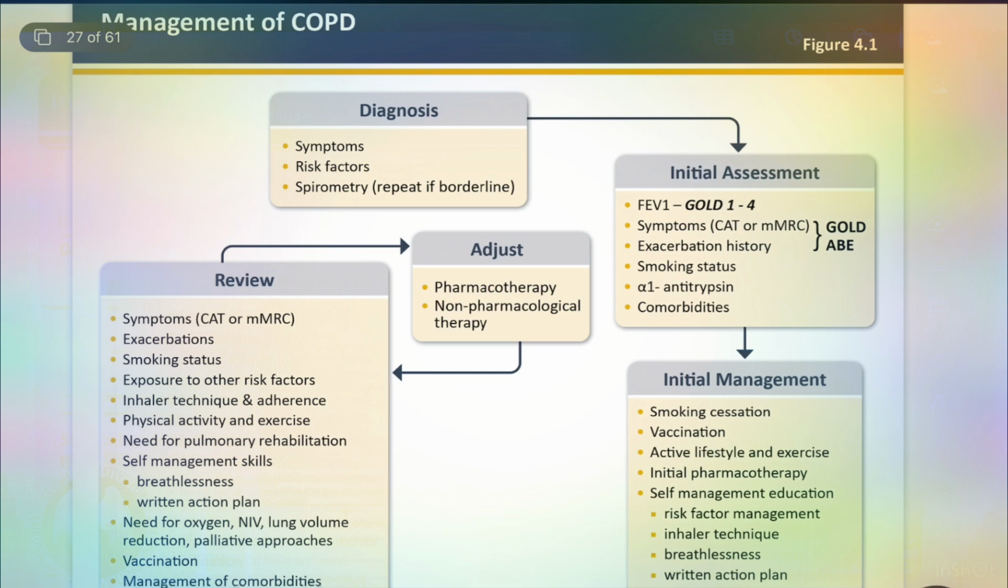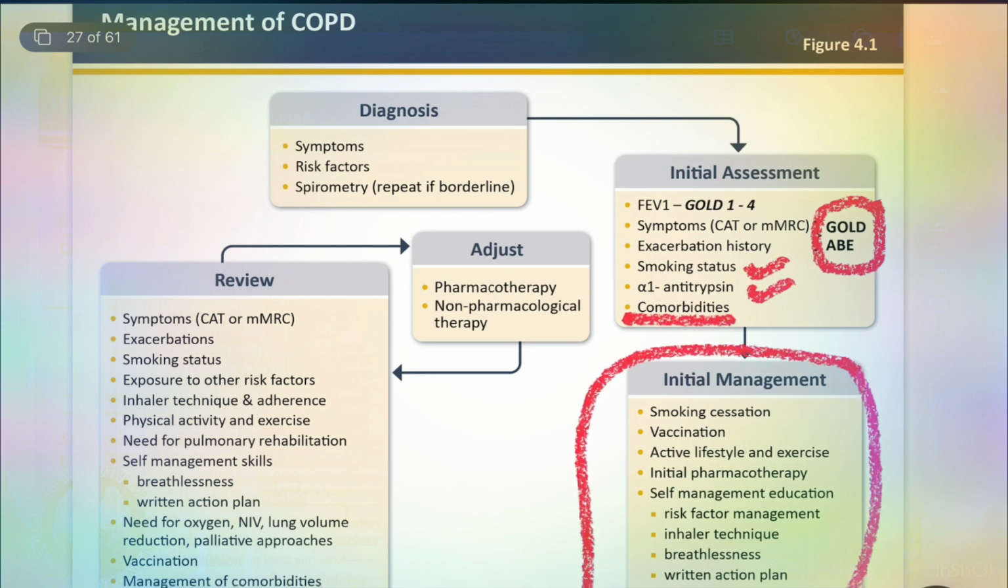Then we should assess the symptoms, checking CAT scoring and mMRC grading, and exacerbation history. According to that, we should classify whether it is GOLD A, B, or E. Then check the smoking status, alpha-1 antitrypsin level, and comorbidities. After that, we should do initial management like smoking cessation, vaccination, active lifestyle and exercise, initial pharmacotherapy, and self-management education like risk factor management, inhaler technique, breathlessness, written action plan, and managing comorbidities.